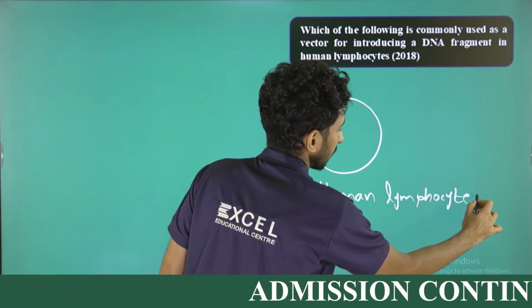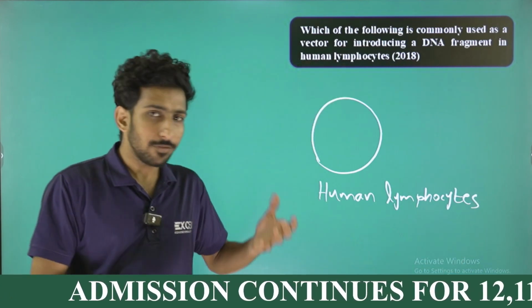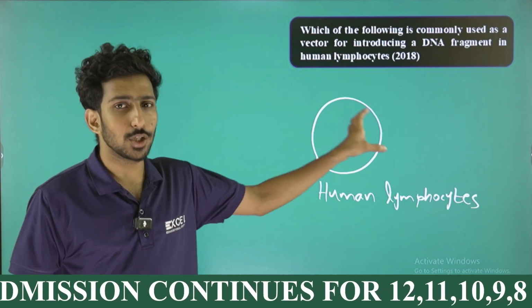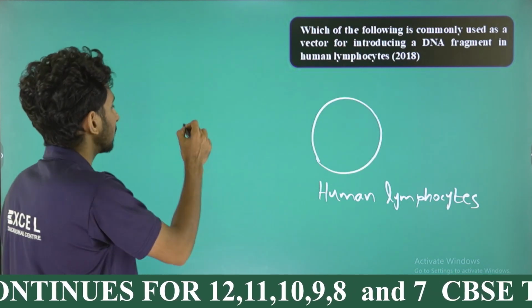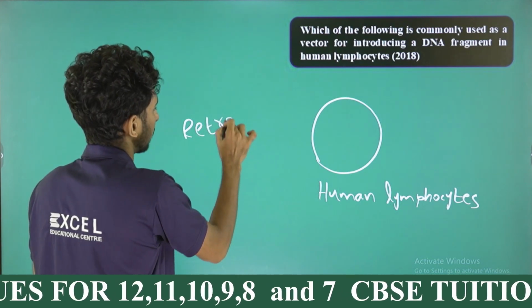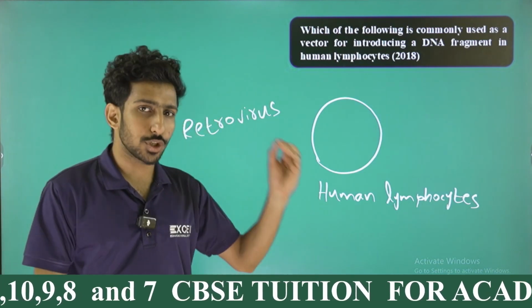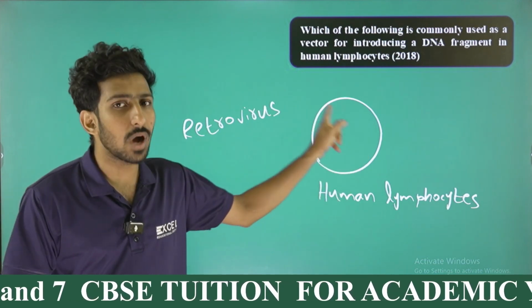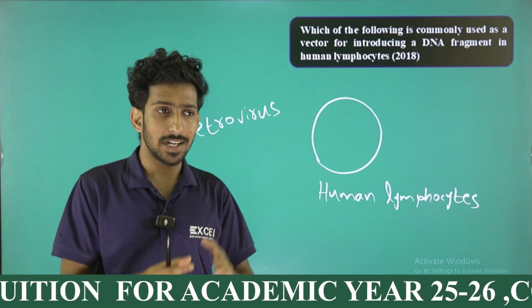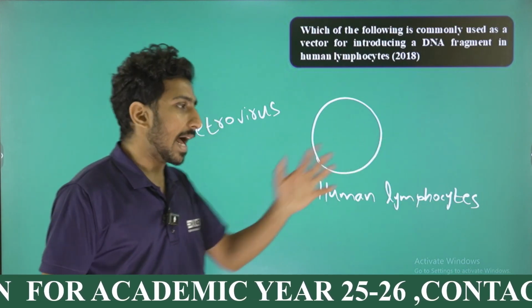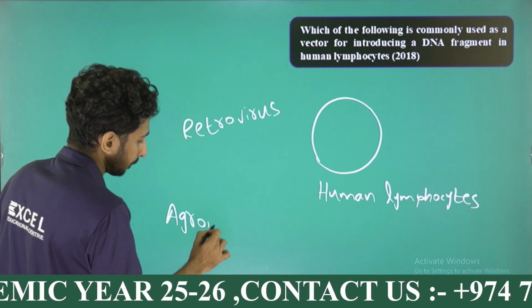Human lymphocytes, whatever it is, human lymphocytes or any animal cell. If you want to insert a foreign DNA into an animal cell, you can use a vector. You can use a vector that is retrovirus. Retrovirus is the vector used to introduce foreign DNA into animal cells. But if you want to introduce a foreign DNA into a plant cell, you can use another living vector, that is Agrobacterium.